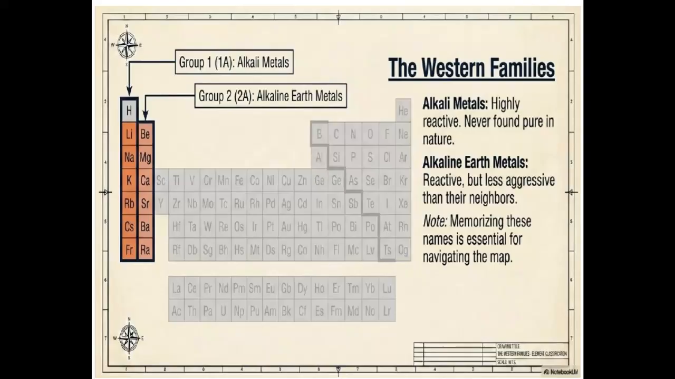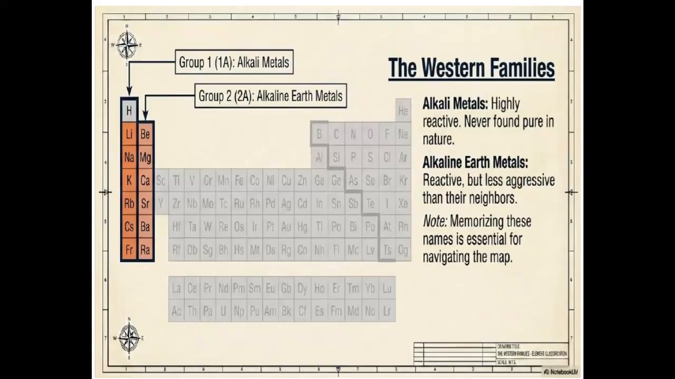There's some family groups. Well, you know the columns are your families. Some of those groups, they all have names, but some of them you do have to remember. For example, group 1, those are your alkali metals, and group 2 is your alkaline earth metal. The alkali metals are never found pure in nature because they are super reactive. The alkaline earth metals are less aggressive than the alkali metals, but they're still very reactive.